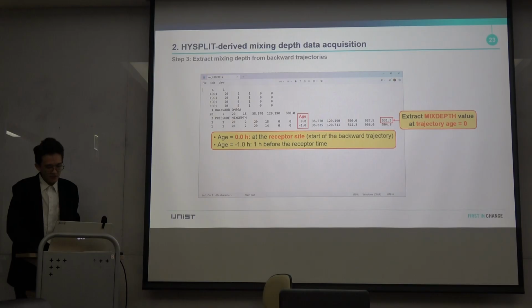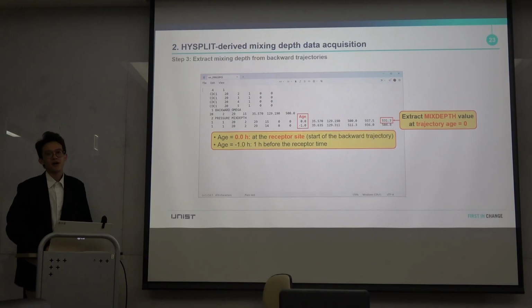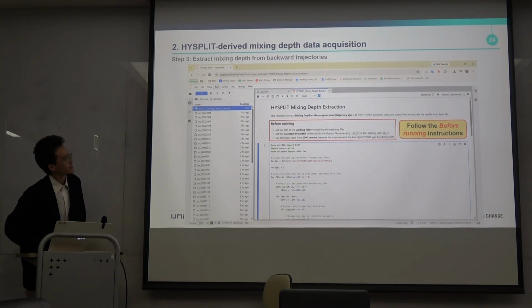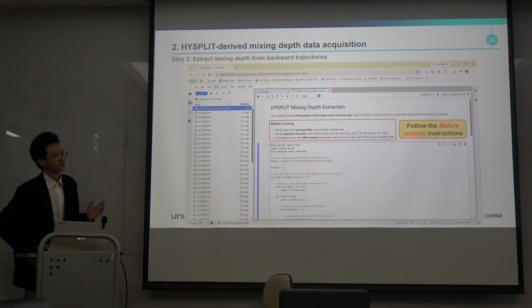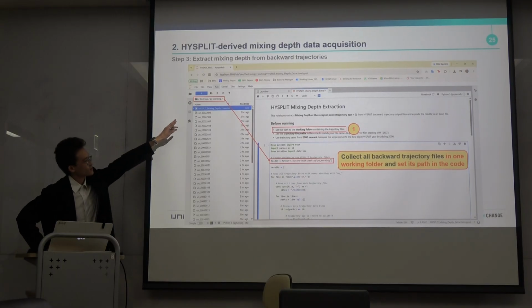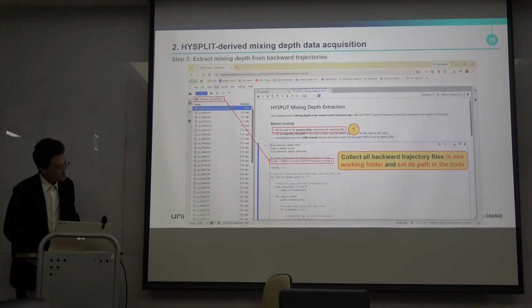Because there are so many trajectory files, doing this manually would take a lot of time, so I prepare a Python code to do this automatically. I already wrote the running instructions, so you can later just check it and follow it. Briefly, you only need to change two things. First, you have to collect and put all of our trajectory files into one working folder, and then copy the working folder path and change the path in the code.